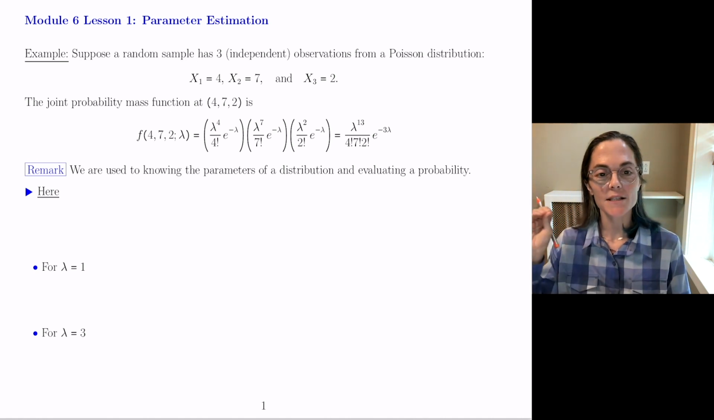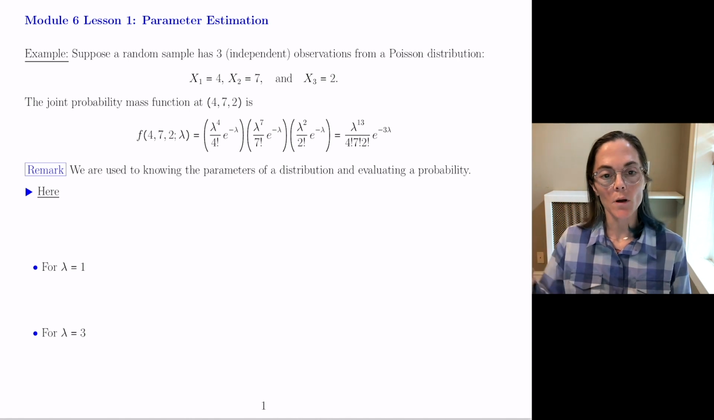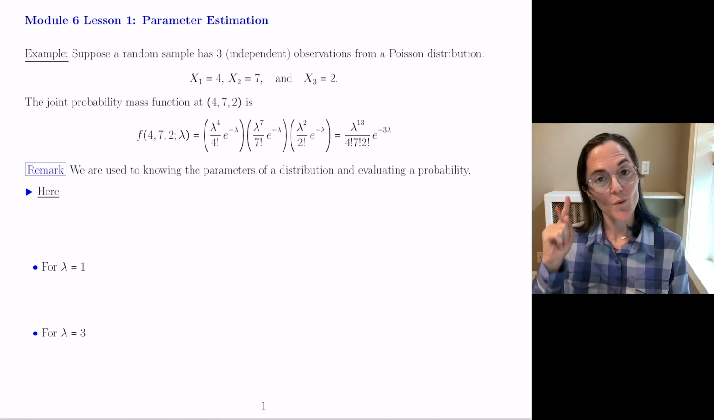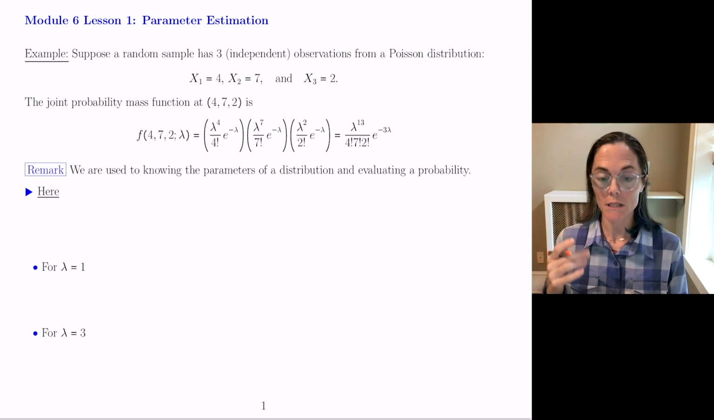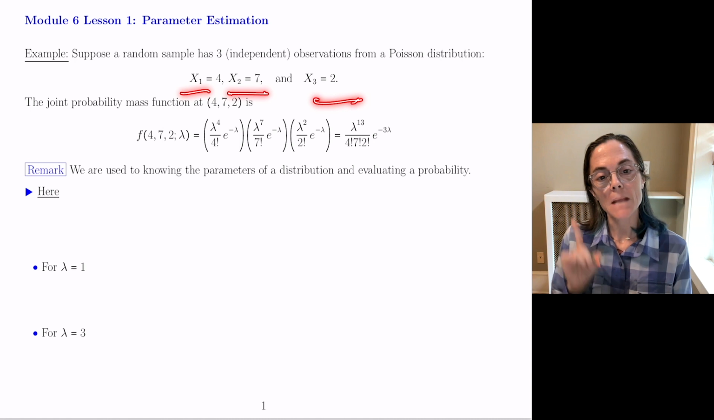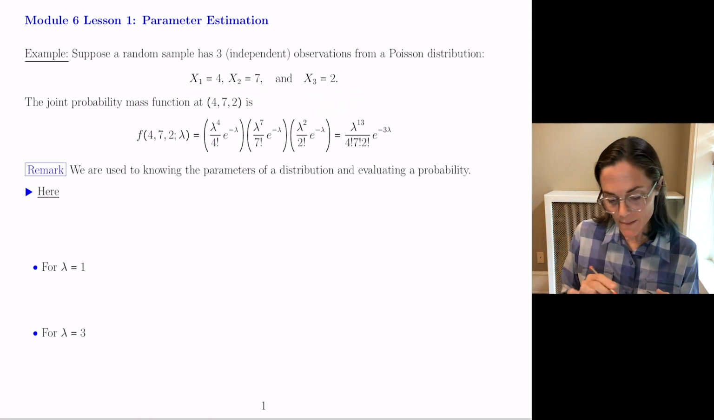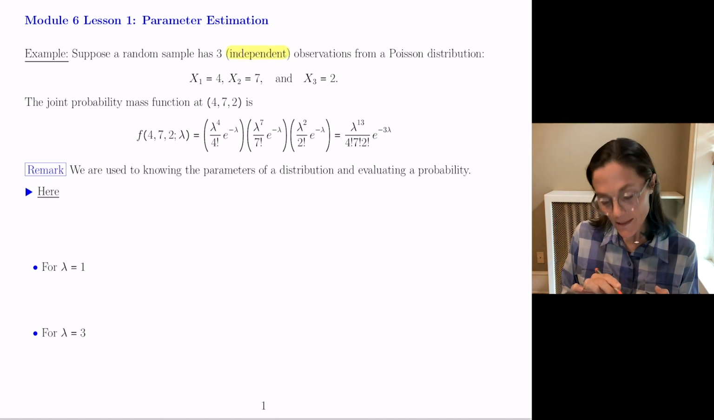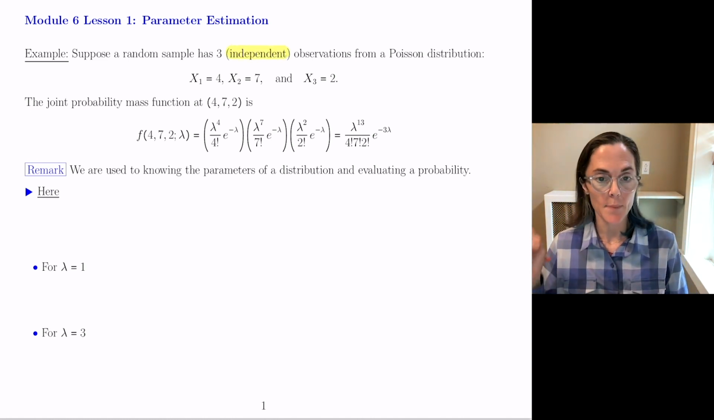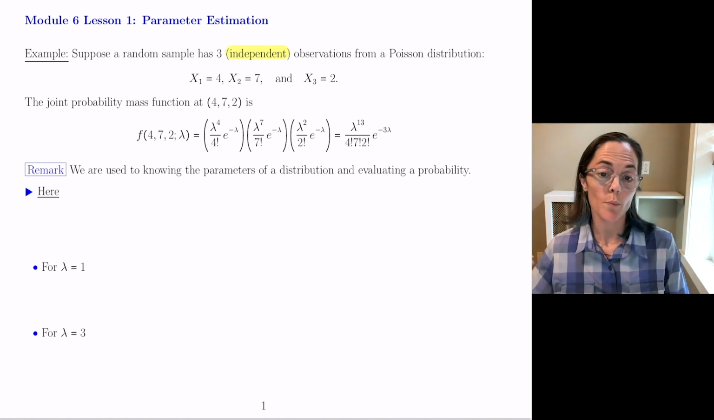Hello, we are here to discuss parameter estimation, and we will begin with an example. Suppose we have a random sample with 3 observations from a Poisson distribution, and we can see our observations here: 4, 7, and 2. Now, the joint probability mass function, well, this is a random sample, and so the marginal distributions are independent, and this joint probability mass function splits into a product.